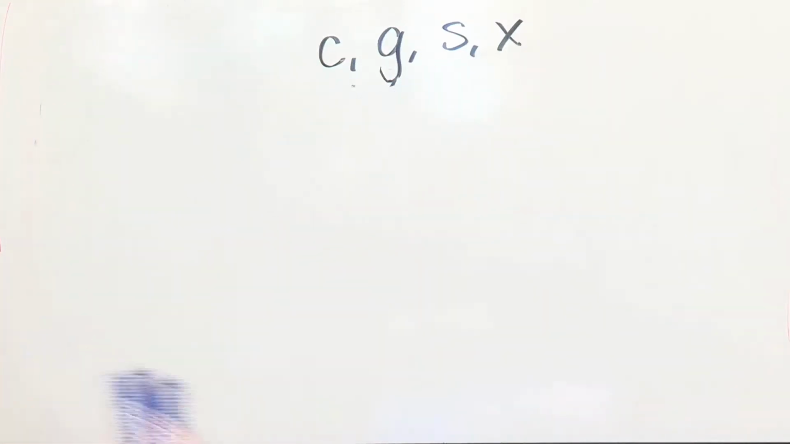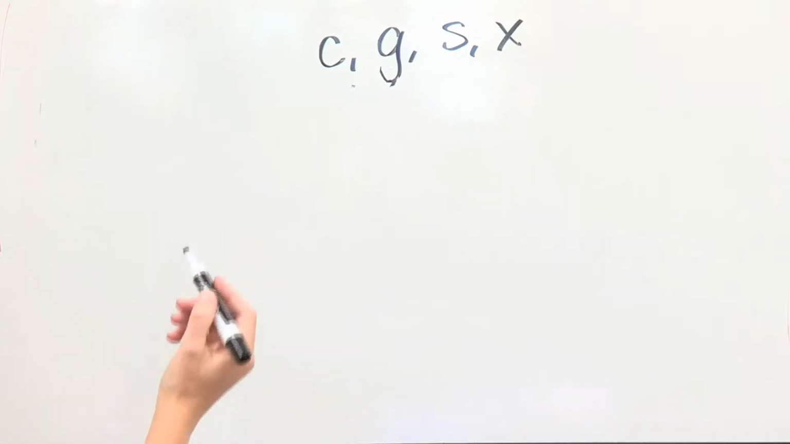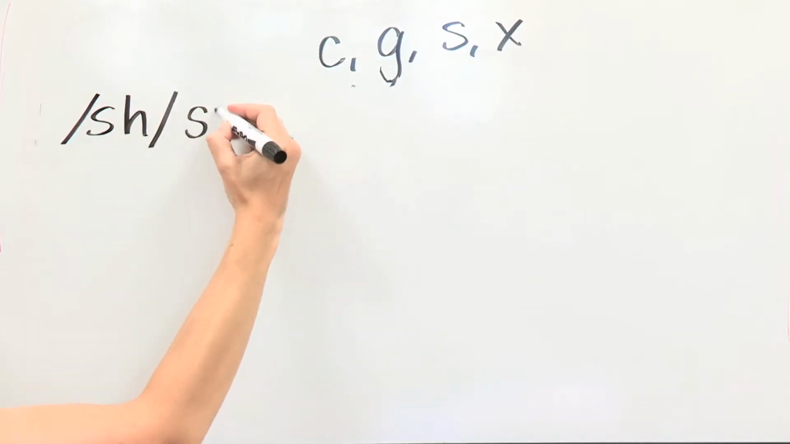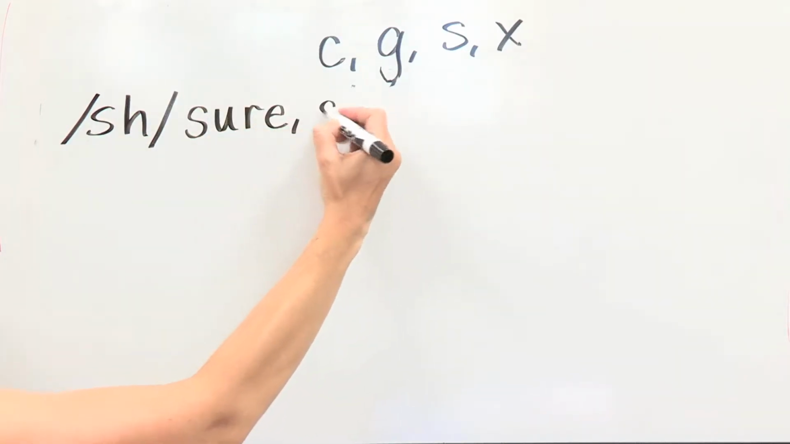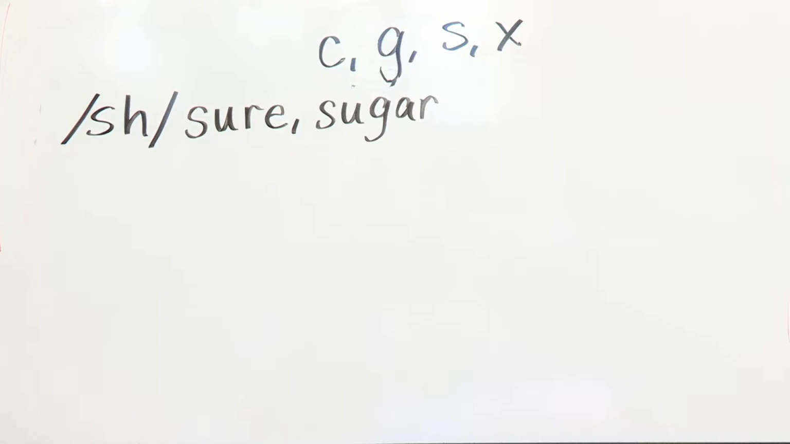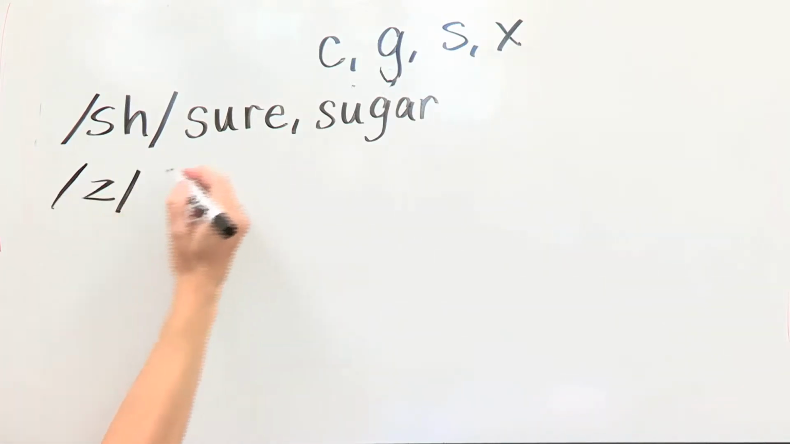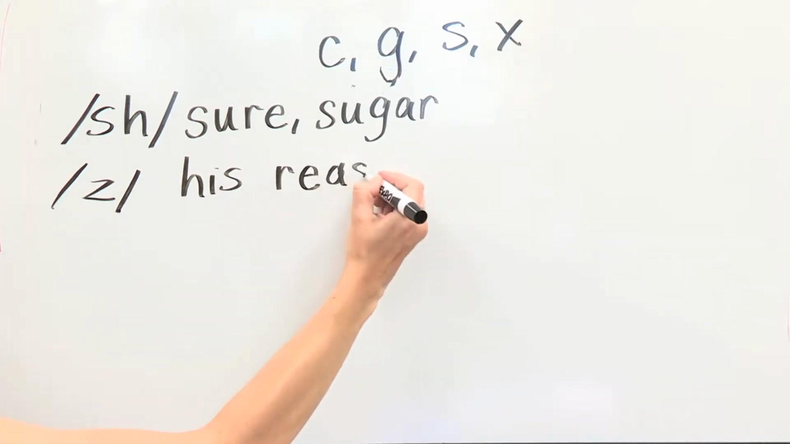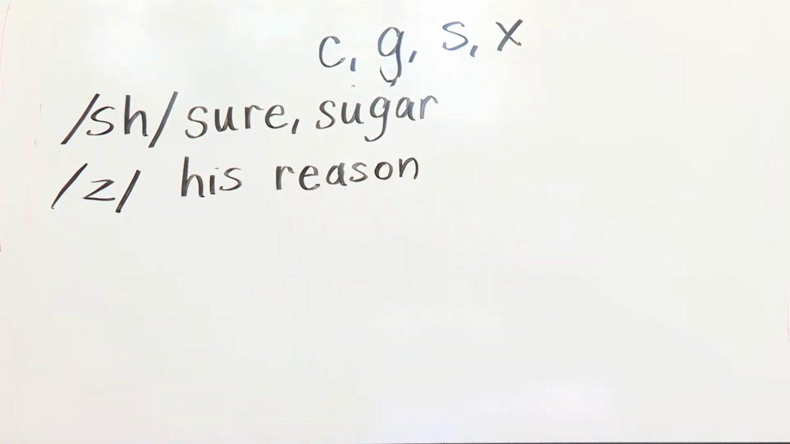Now we're going to go to letter S. The letter S also has other phonemes, okay? It can make a sh phoneme, as in sure and sugar. It can also make a z phoneme, as in his and reason. And then obviously it makes its regular sound. And you remember from our previous lesson that letter S has several blends, so it can make several different sounds.